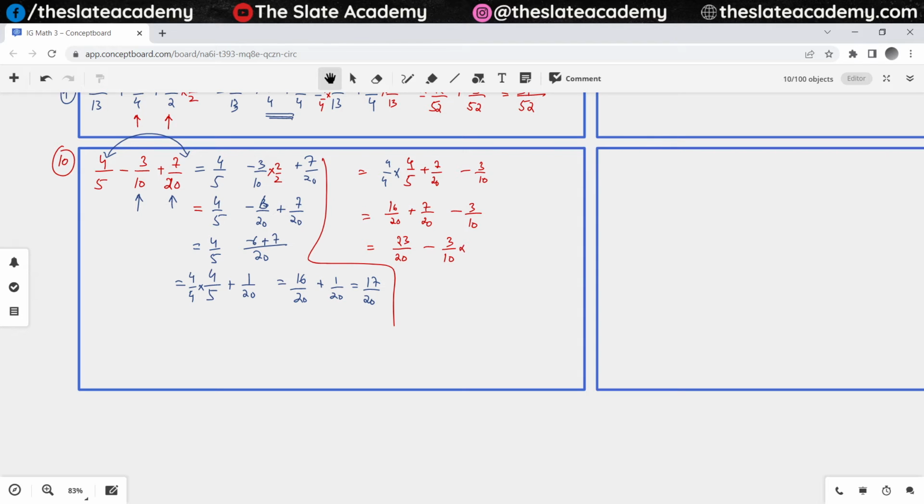Then I'll have to multiply and divide this 3 by 10 with 2. So that gives me 23 by 20 minus 6 by 20. So 23 minus 6 would be again 17 by 20. So whichever method you follow, as long as you're doing the maths right, your answers should be the same.